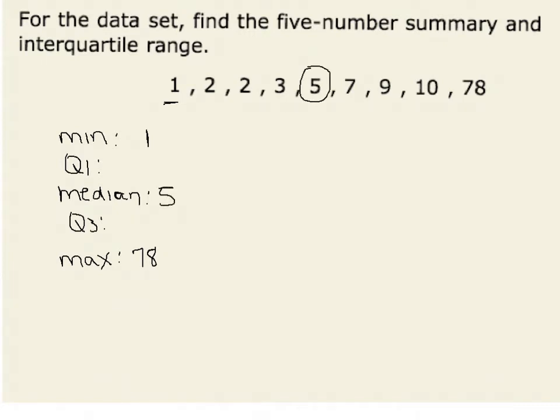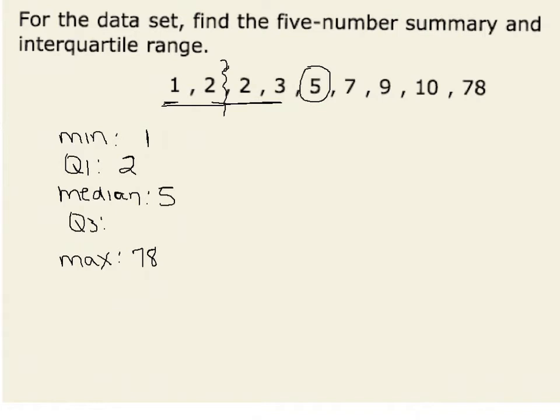Now that we've located the median, the lower quartile is the value that divides the lower half of the data set into half. Looking at my 4 data values that are below my median, I know that my lower quartile will be the average between the 2 middle values, or the average between 2 and 2, which is given by 2.